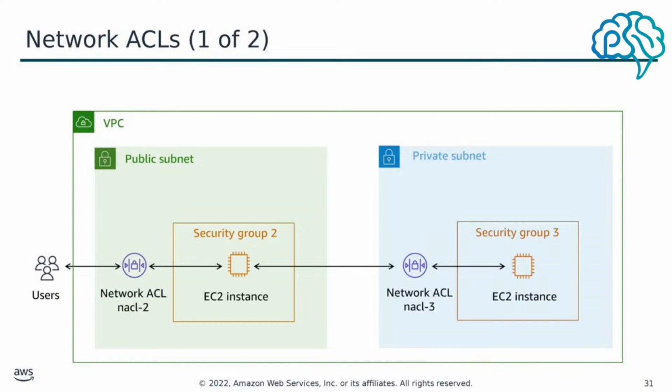The network access control list, or ACL, is an optional layer of security for the VPC, and it acts as a firewall to control the traffic in and out of one or more subnets. You can add it as another layer of security to your VPC. You can set up network ACLs with rules that are similar to security groups.